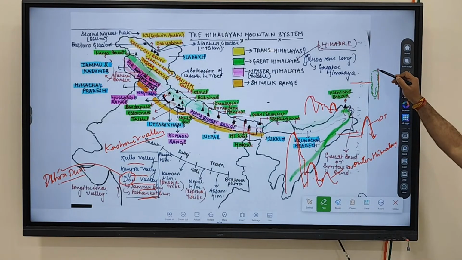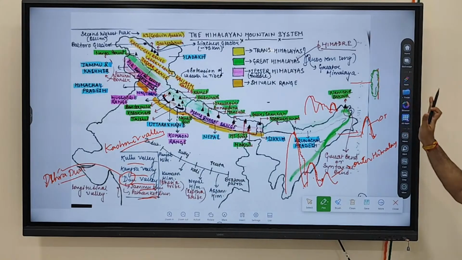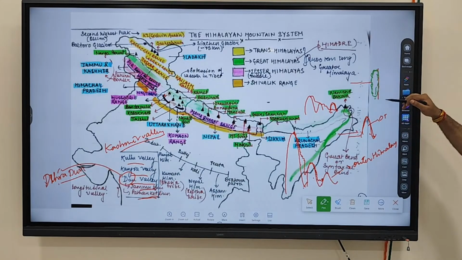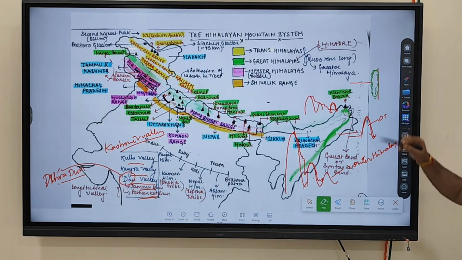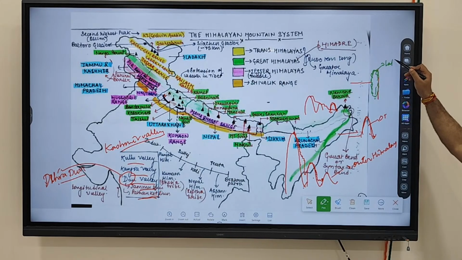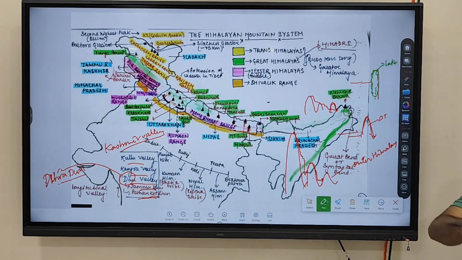You'll see a spread of rivers like this, because water is not able to move because of the rising mountain. When rivers spread like this, what will they form? They will form a lake.